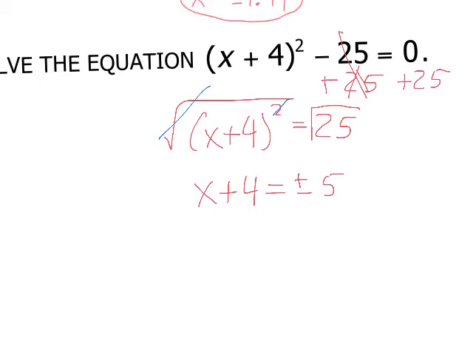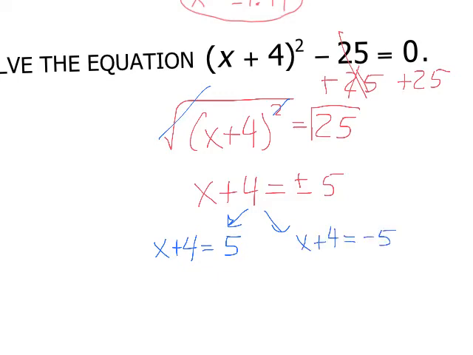So how many answers am I going to get out of this? 2. 2 from the plus or minus. So this is really like 2 equations, okay? So this is really like x plus 4 equals 5 and x plus 4 equals negative 5.